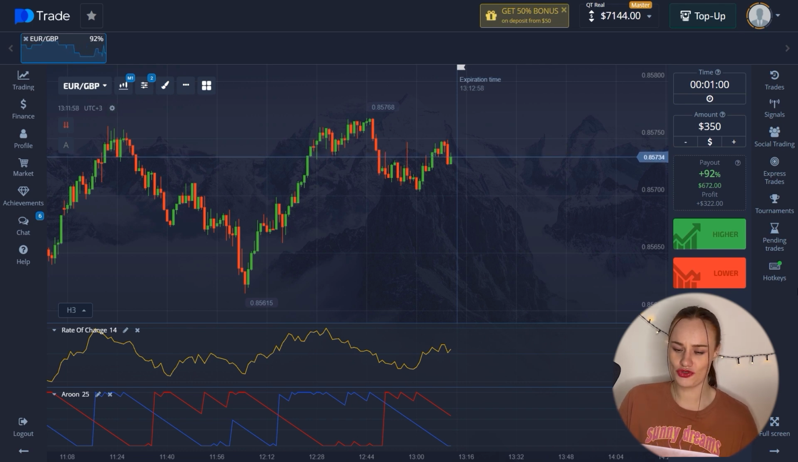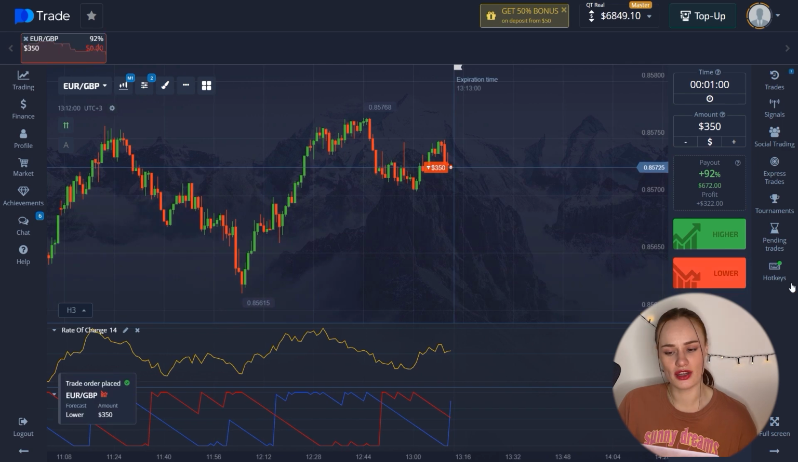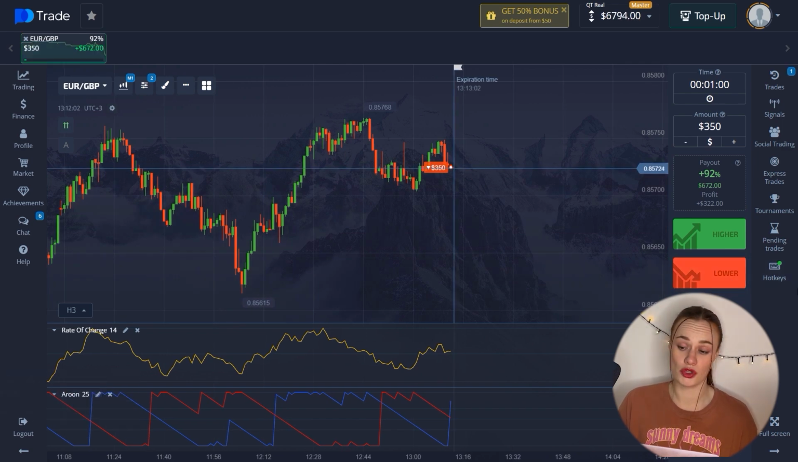So let's resume trading and make an entry into the deal again for a decrease by $350 to 1 minute. It is clearly visible that the upward movement is experiencing strong resistance, which is why I made this decision. We will observe its development, and for now, we will continue the conversation.